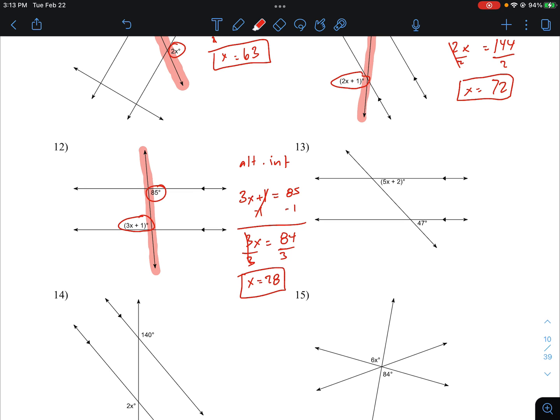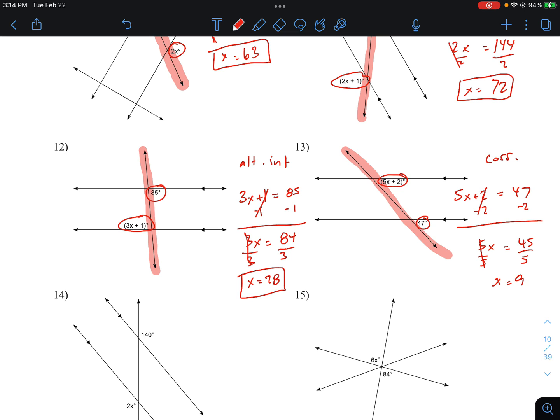Let's look at the next one. Our transversal runs right here. What kind of angles are those? Those are corresponding angles, which are equal. So 5x plus 2 is equal to 47. Subtract 2 from both sides. You end up with 5x equaling 45. Divide by 5 now, which cancels out. x equals 9.